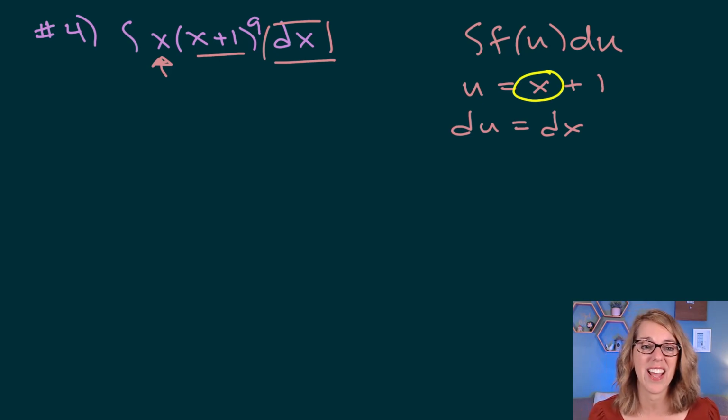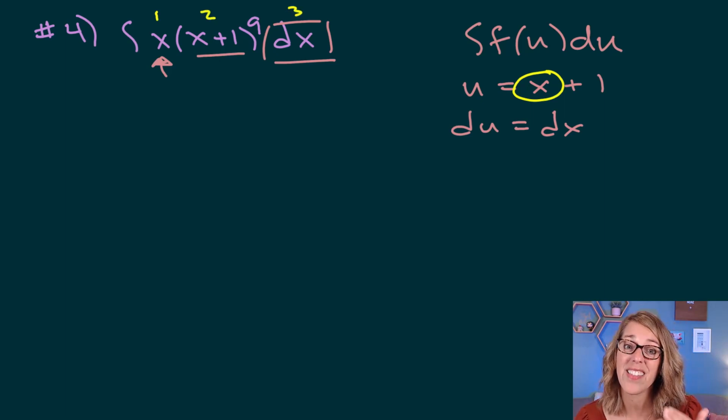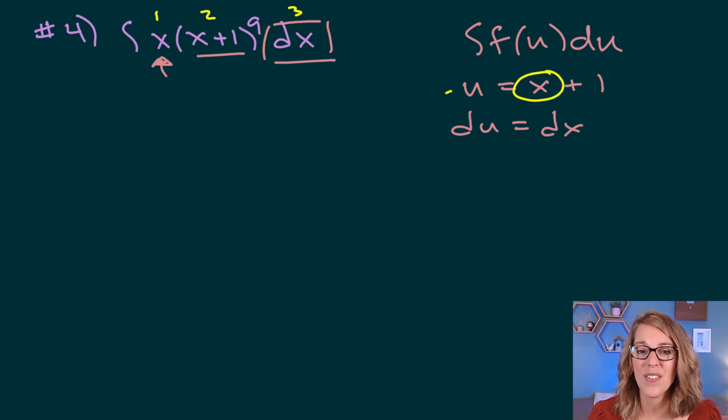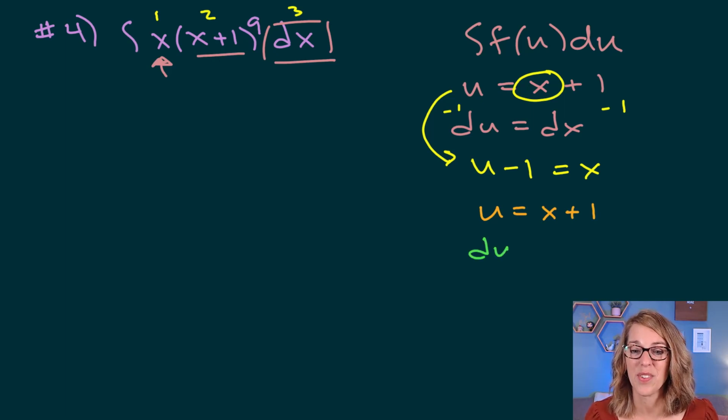So you can think of this as having 1, 2, 3 expressions in x that need to be replaced in terms of u. If I solve this, if I subtract a 1 from both sides, I get u minus 1 is equal to x. Let's record all of our substitutions. So I have u minus 1 is equal to x. u is what we started out with. u was x plus 1. And du, we took the derivative, and du is dx.